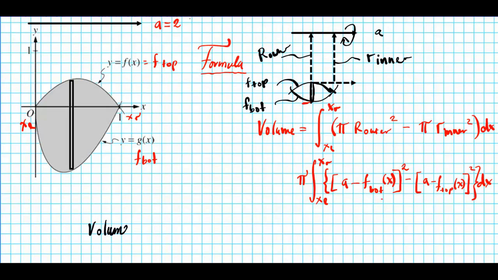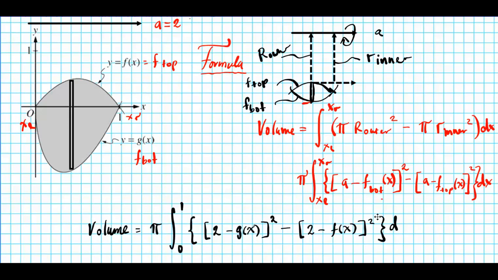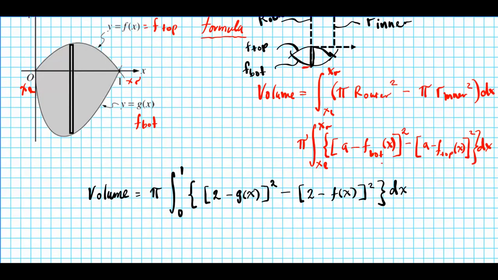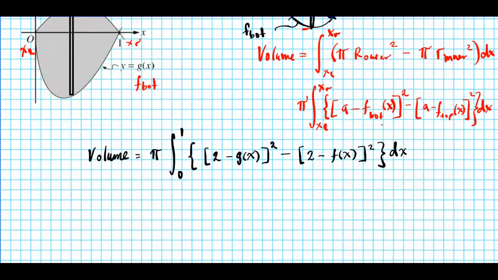So the volume is going to be pi times the integral from x left is 0, x right is 1. And then we're going to have the axis of rotation, which is 2, minus the function on the bottom, g of x, square, minus the axis of rotation again, 2 minus the function on the top, f top, which is f of x, square, and our dummy variable dx. Okay? Now let's go ahead and substitute what the functions are in here.